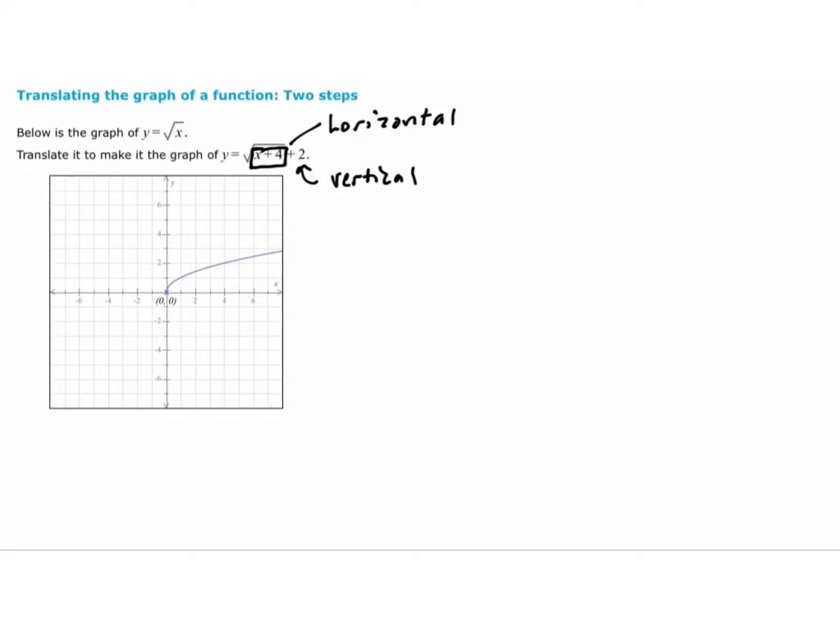So with that, we're going to be moving 4 to the left. 1, 2, 3, 4. And then up 2. And we can do that for other points. 4 to the left, up 2. We can do it for a few more. 4 to the left, up 2. And our general shape of our graph is something like this.